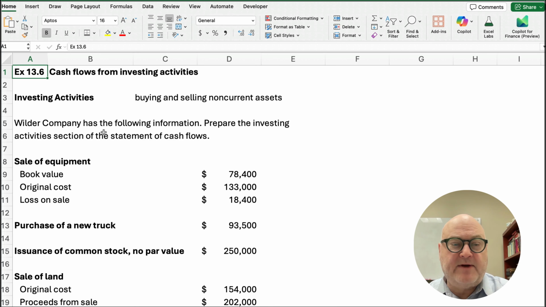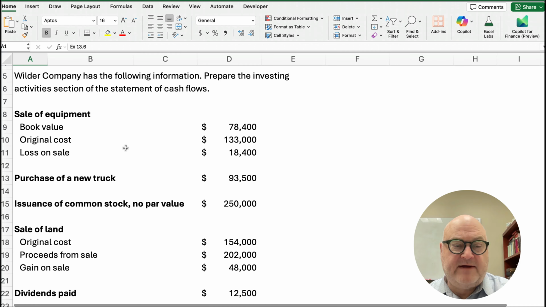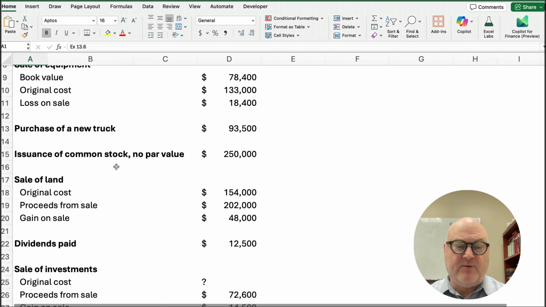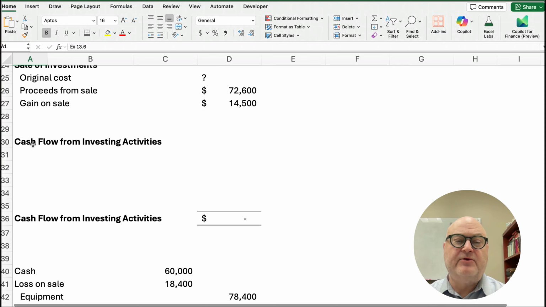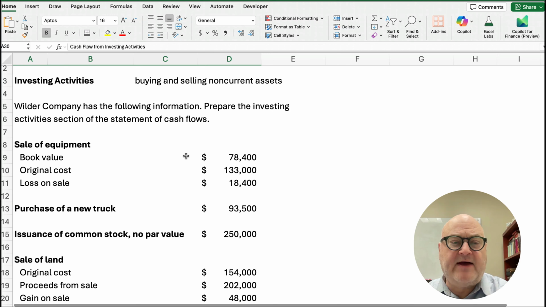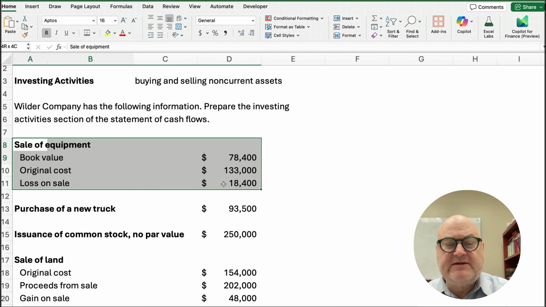Let's say Wilder Company has the following information, and we have several different things, 5 or 6 things here. So let's analyze it, and then at the very bottom, we're going to do the cash flow from investing activities. We're going to list all these things, and then plus if cash goes up, minus if cash goes down, and we'll see how that works. Now the first one is really kind of the hardest to calculate. Let's say we sold equipment, and here's all the information we know. We're missing something that we need to back in and find.